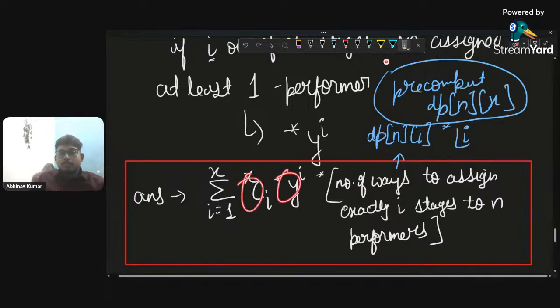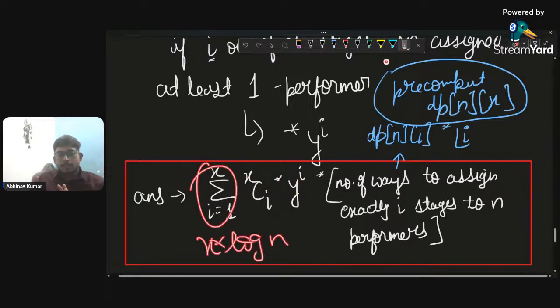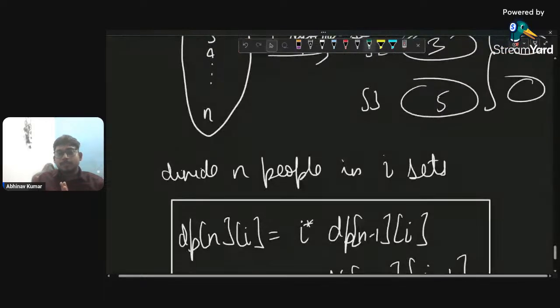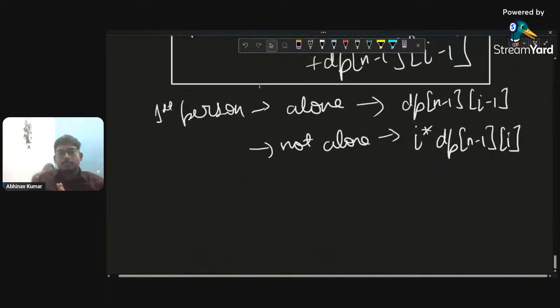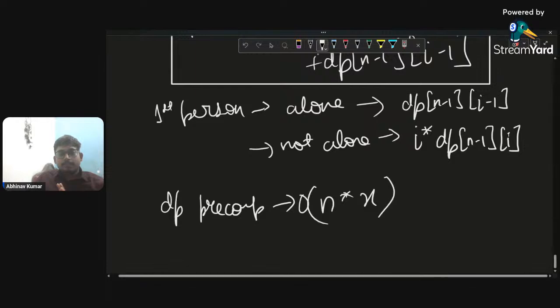Then this is going to take log n time multiplied by order of 1, and this is x. So x log n plus n into x, that's the overall time complexity. If you analyze the overall time complexity, the dp pre-computation above is going to take n into x time.